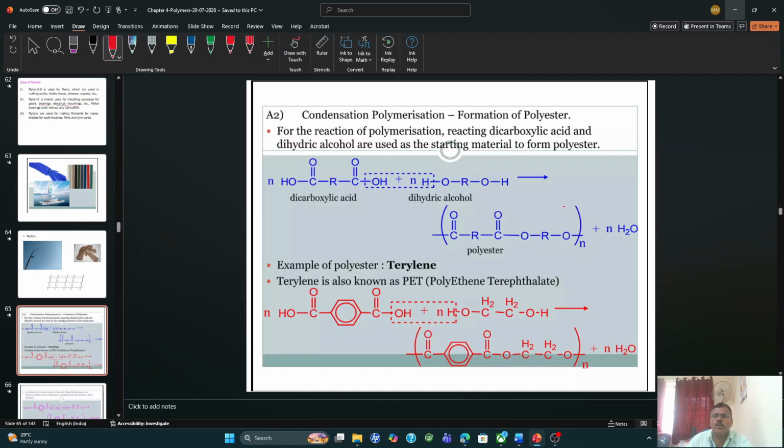The next one is formation of polyester. What is an ester? This group is called the ester group, CO. How do you get that? You get the ester from the reaction between the acid group and the alcohol group. These two will react when you heat it.